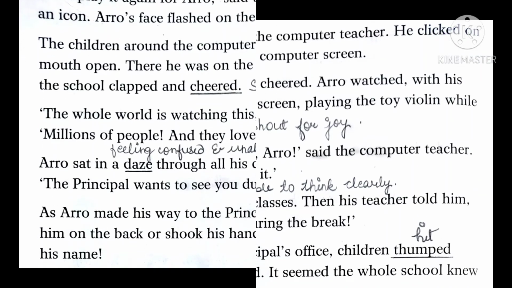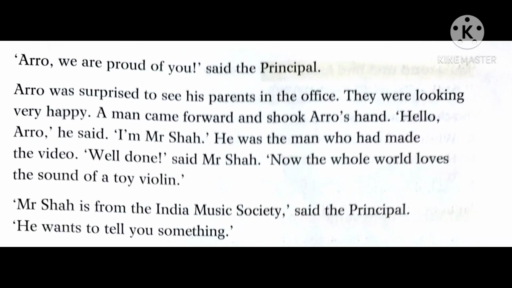Now let's read further. "Arrow, we are proud of you," said the principal. Arrow was surprised to see his parents in the office. They were looking very happy. A man came forward and shook Arrow's hand. "Hello Arrow," he said. "I am Mr. Shah." He was the man who had made the video.